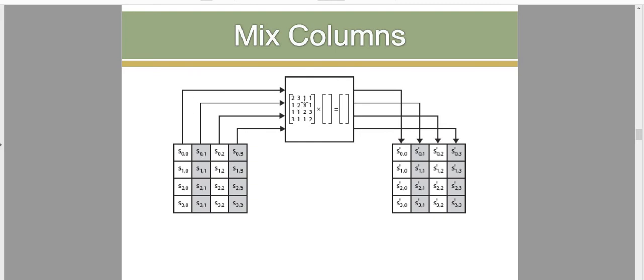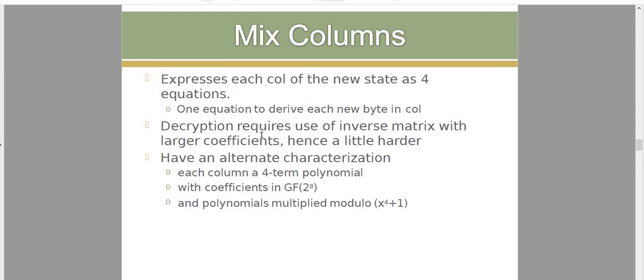Each column is multiplied with this matrix and we get a new column, which is sent to the first column of a new matrix. Each column again is multiplied by this matrix and we get a new column, which is inserted in the new matrix. So this is the diagrammatical representation of mix columns. It expresses each column of the new state as 4 equations. One equation derives each new byte in the column.